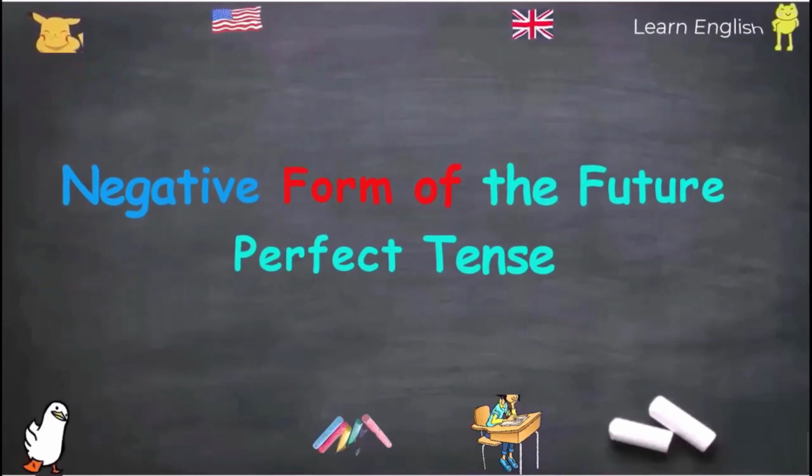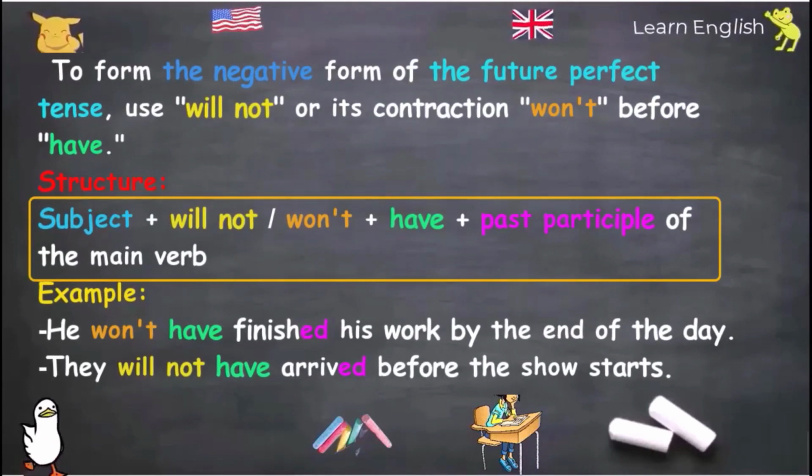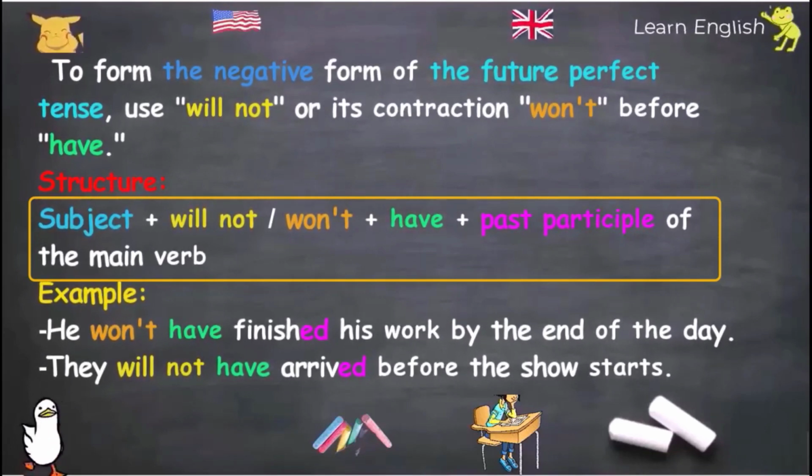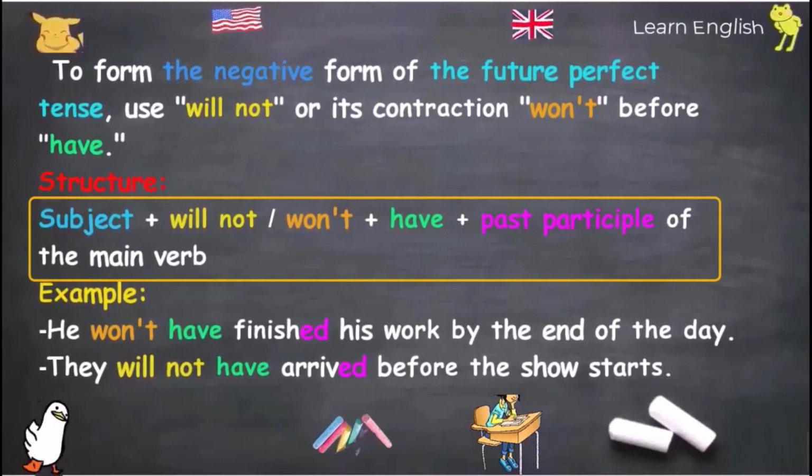Negative form of the future perfect tense. To form the negative form of the future perfect tense, use will not, or its contraction won't, before have. Structure: subject plus will not/won't plus have plus past participle of the main verb. Example: he won't have finished his work by the end of the day. They will not have arrived before the show starts.